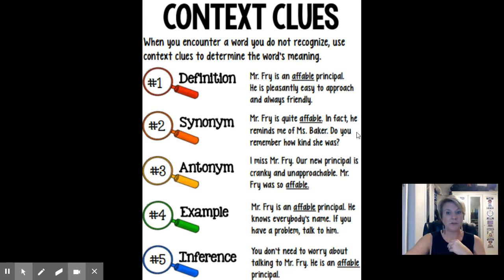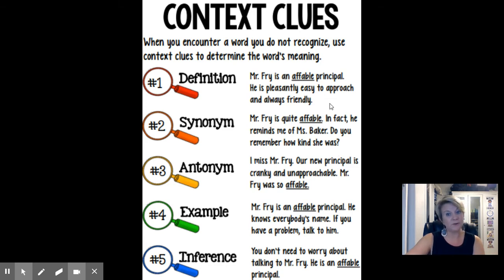Okay, another way that you may find a context clue is in a synonym. So remember, synonyms are words that mean the same thing as the word that you are looking at. So Mr. Fry is quite affable. There's that word affable again. In fact, he reminds me of Miss Baker. Do you remember how kind she was?